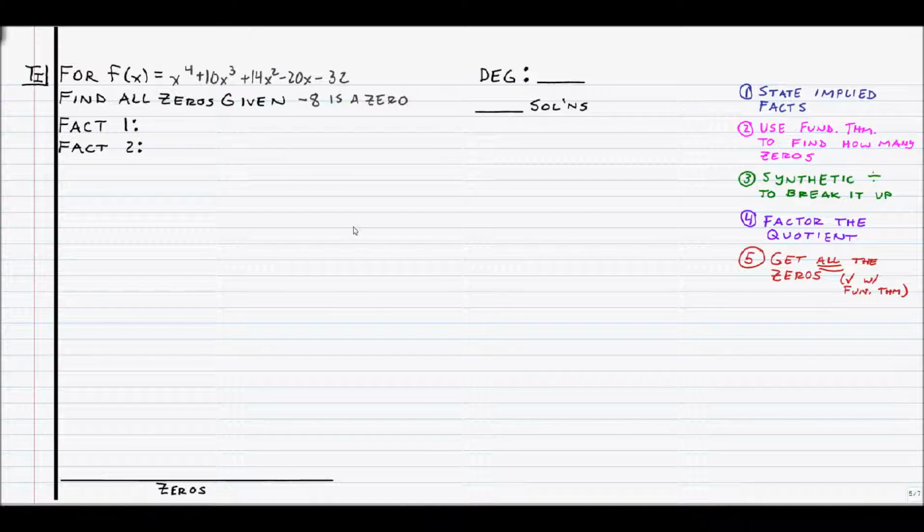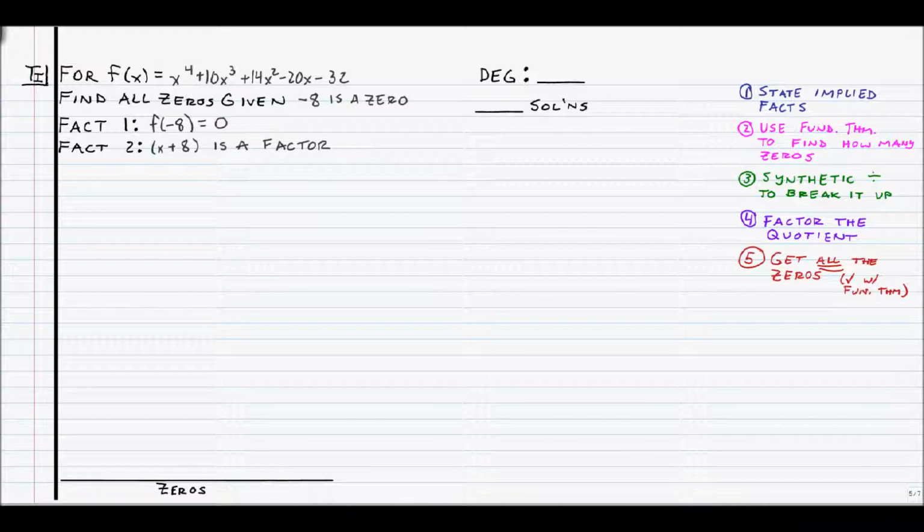Okay, here we go. Hopefully you're back. You've already paused the video. So basically the first thing in here is fact 1, like basically I can get these guys really fast. Negative 8 is a 0, f of negative 8 equals 0, and that means that x, the opposite, is going to be a factor. So this is like the quick Cliff Notes version of it.